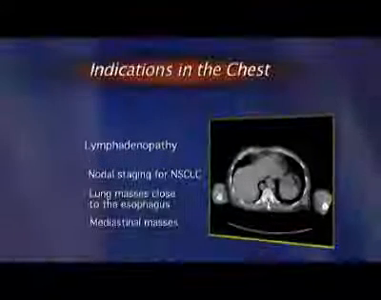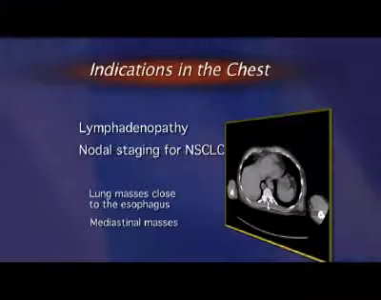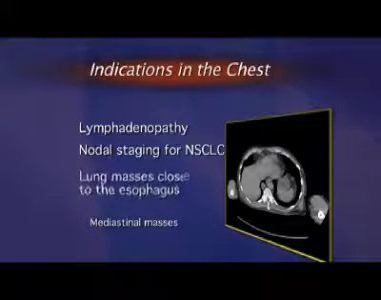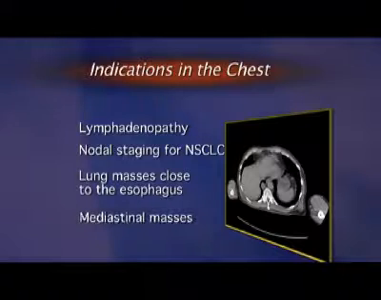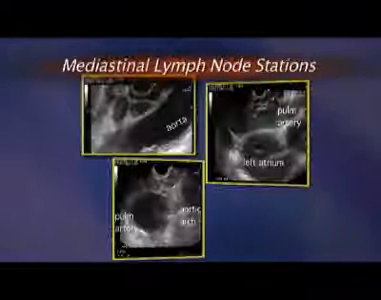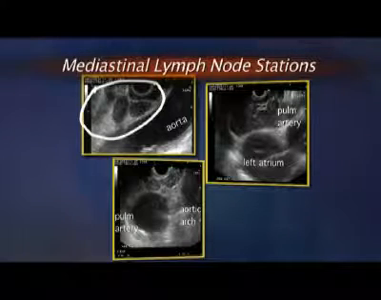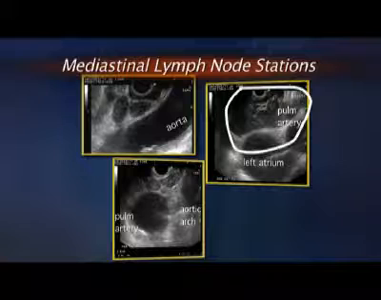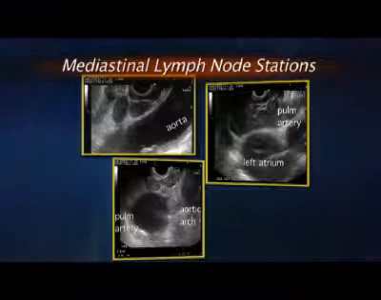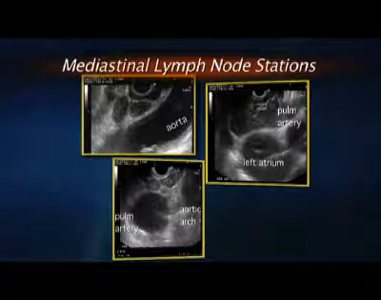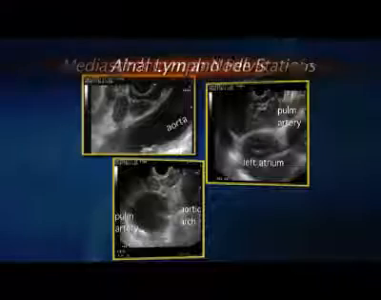Indications in the chest are mediastinal lymphadenopathy, nodal staging for non-small cell lung cancer, lung masses adjacent to the esophagus, and mediastinal masses. Mediastinal stations that can be reached reliably are the paraesophageal mediastinum, the subcarinal mediastinum, and the left paratracheal mediastinum. Right paratracheal and anterior stations pose problems due to the distance from the esophagus and interposing air.